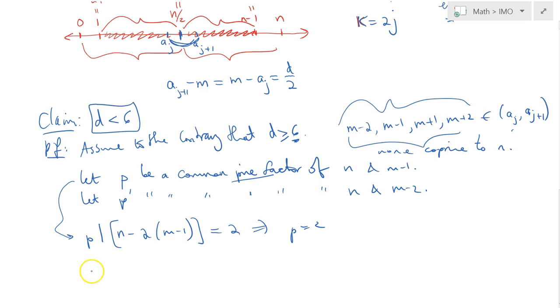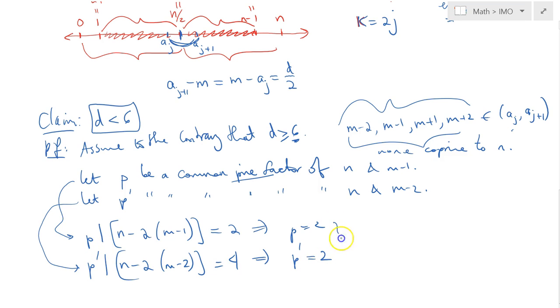In a similar way, p prime, let's use the second one, divides n minus 2 times m minus 2, but that's simply equal to 4, implying that p prime divides 4, but p prime is prime, so there's only one prime which divides 4, and it's 2. Wow, so this implies p is equal to p prime.